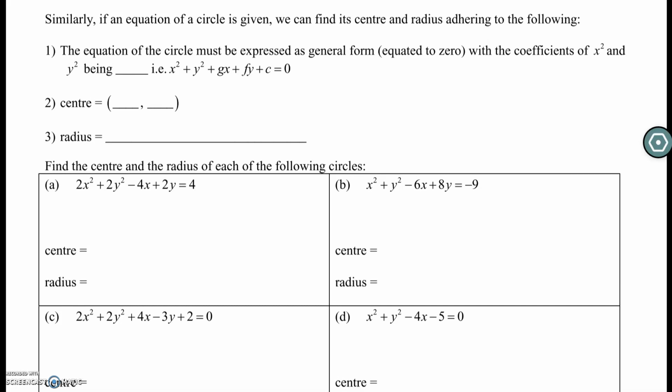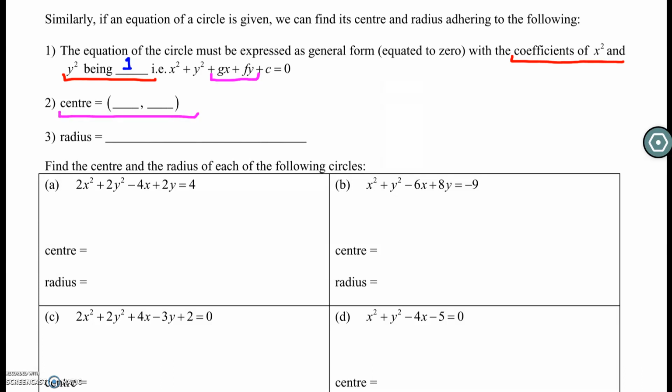There are three steps that we need to follow. First is to ensure that the equation of the circle must be expressed in the general form, which means expand and simplify and equate it to 0. The second condition is to ensure that the coefficient of x squared and y squared being 1. With these two conditions, we will be able to find the center of the circle by looking at the coefficient of x and y.